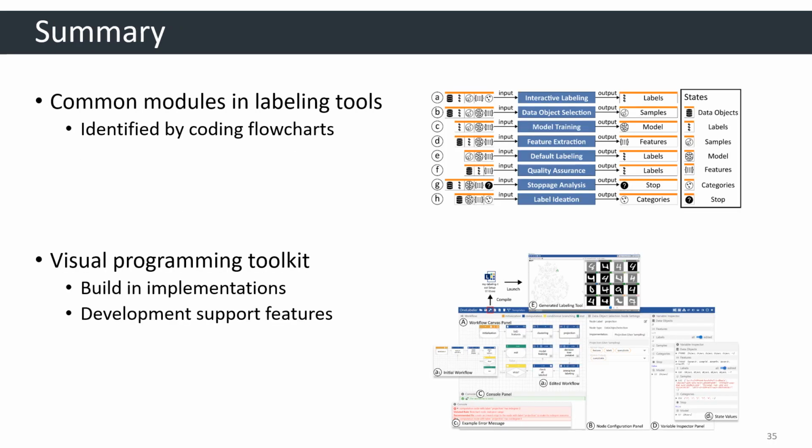In summary, we have identified common modules in data labeling tools in the literature. Building on the common modules, we have built a visual programming toolkit called OneLabeler. It builds in various implementations of common modules in data labeling tools and provides development support features. It enables developers to build customized data labeling tools efficiently with no code or less code.